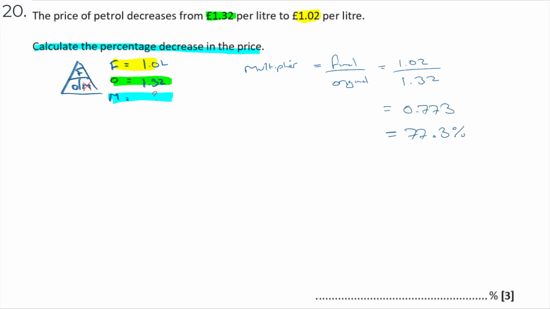That's 77.3%. Okay, and then we need to interpret this as a percentage decrease. Okay, now if you started off with 100% and you've now got 77.3%, then that is a decrease. What would you have to take away from 100 to get 77.3? You'd have to take away 22.7%. So that's my final answer, 22.7%.